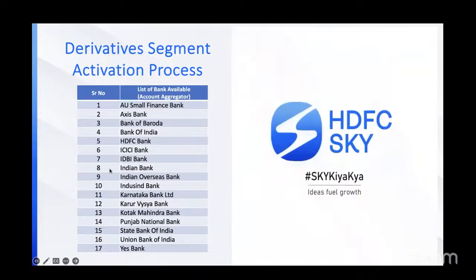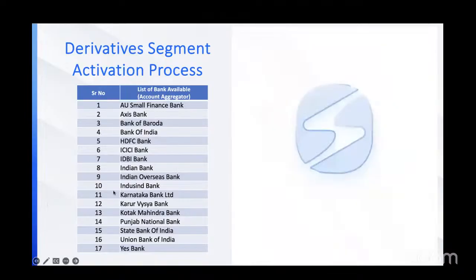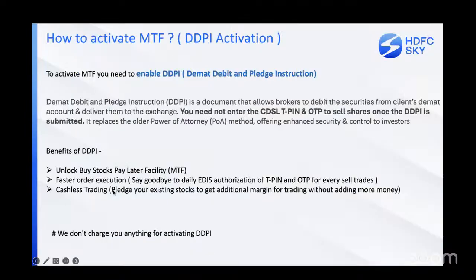So you saw that with a simple OTP verification process, you were able to activate your segment. You were able to submit a request. Once you submit it, it takes 24 to 48 hours for the segment to get activated. Now, the second point is how to activate MTF.